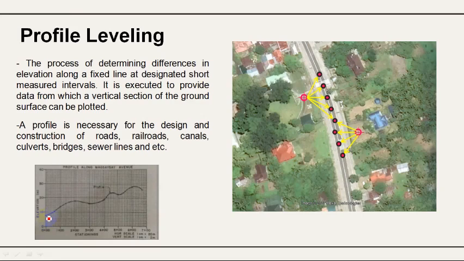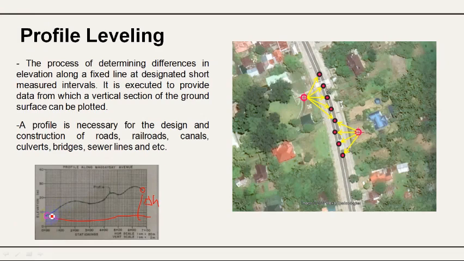In differential leveling, the process is measuring differences in elevation between two or more points. Assuming this is point A or benchmark 1, and this is point B or benchmark 2, the process to determine the difference in elevation between two points is called differential leveling. In differential leveling, we no longer consider the shape of our terrain. What we get is just the difference in elevation between two points. But in profile leveling, we take into account the shape of our terrain.